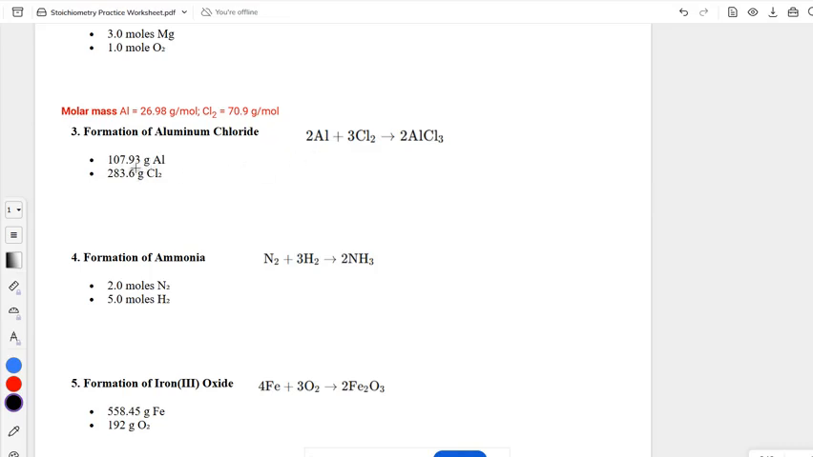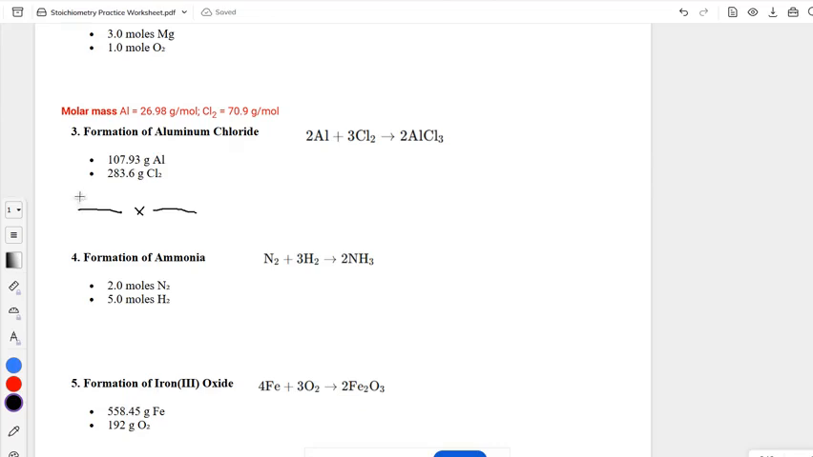So we got 107.93 grams of aluminum. We have 283.6 grams of Cl2 chlorine gas. So here's our molar mass right here. So the first thing we got to do is turn both these numbers into moles. So I got to turn 107.93 grams into moles. So it's always the start, line times line. What do we have? We have this.